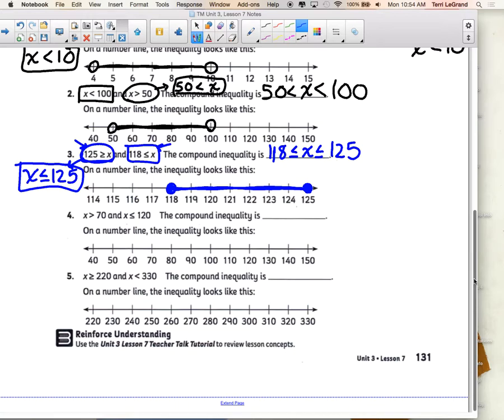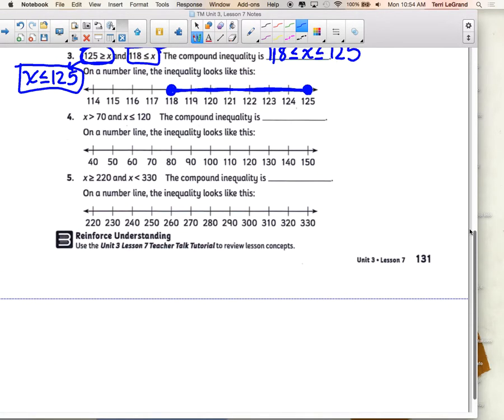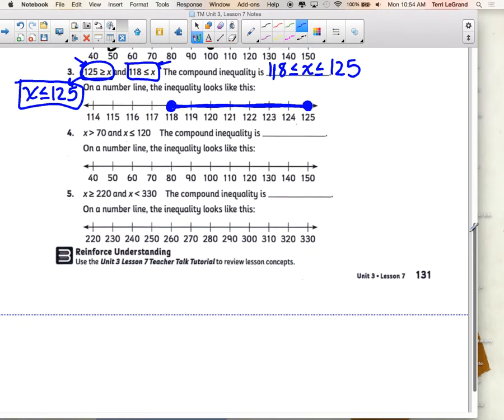So, in the next one, do we need to rename either of the simple inequalities? Give their AKA. x is greater than 70 and x is less than or equal to 120. Do either of those need to be renamed? x is greater than 70 does, because we need the 70 where? On the left. So we're going to rename it as 70 is less than x.